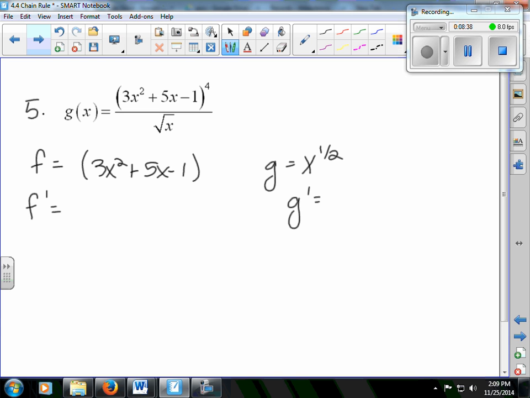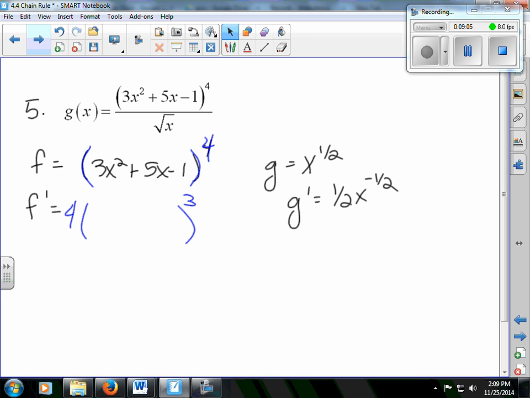Well, what's the derivative of g? That's simple, 1/2 x to the negative 1/2. What's the derivative of f? Well, f is a composite function. We have an outside and an inside. Okay, I'm going to go back to the outside being blue. The outside would be to the 4th power. So the derivative of something to the 4th power is 4 times that thing to the 3rd power.